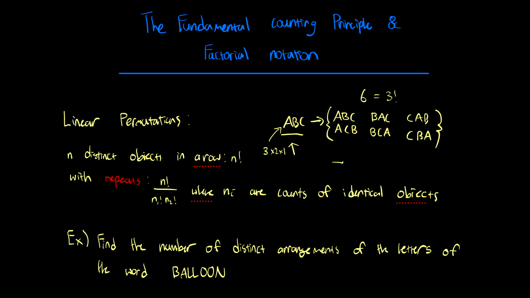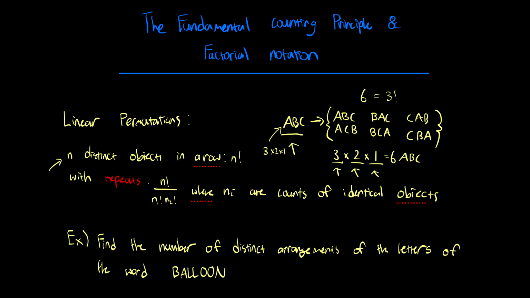So if there are 3 slots where you can put in each letter of ABC, in the first slot you have 3 choices. You can put in either A, B, or C, so you have 3, and then in the second slot you can put in the 2 remaining objects, so there's going to be 2, and then the last one is just going to be the one left over. And as you can see, there are going to be 6 permutations that you can get. So this is summarized here, where if there are n distinct objects in a row, the number of permutations is going to be n factorial.